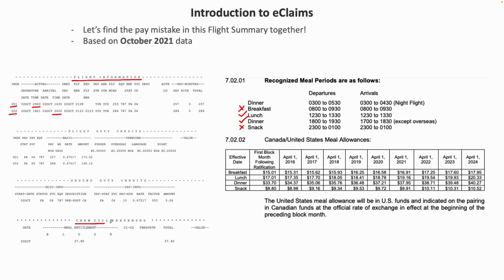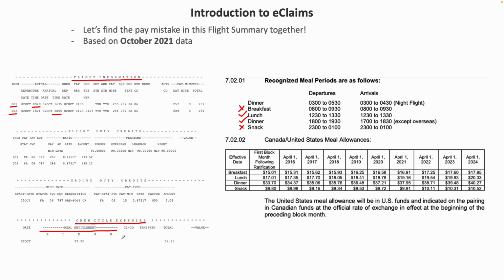Crew cycle expenses is the section of the flight summary where we look for our meal allowances. Meal entitlement is the major column where we see breakfast, lunch, dinner, snack, and night dinners paid out, or at least where they should be paid out.